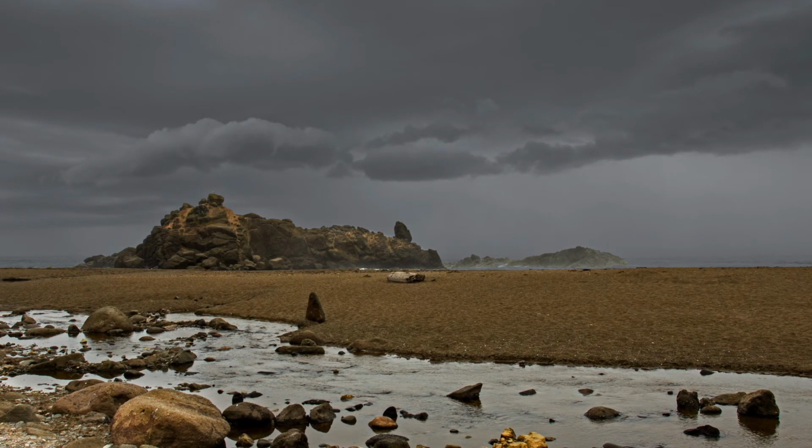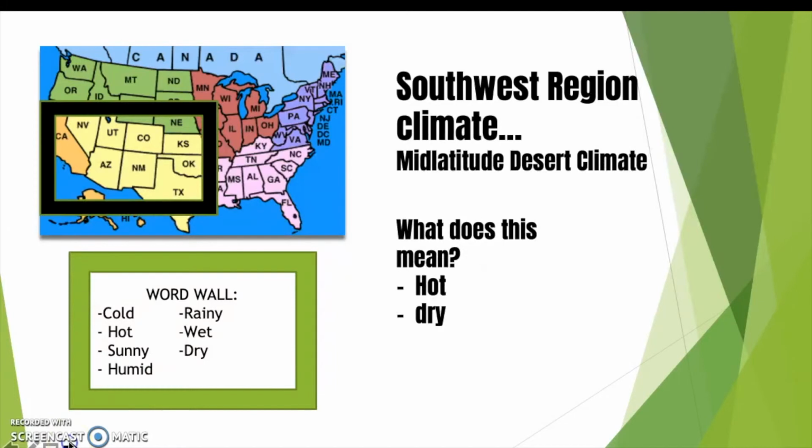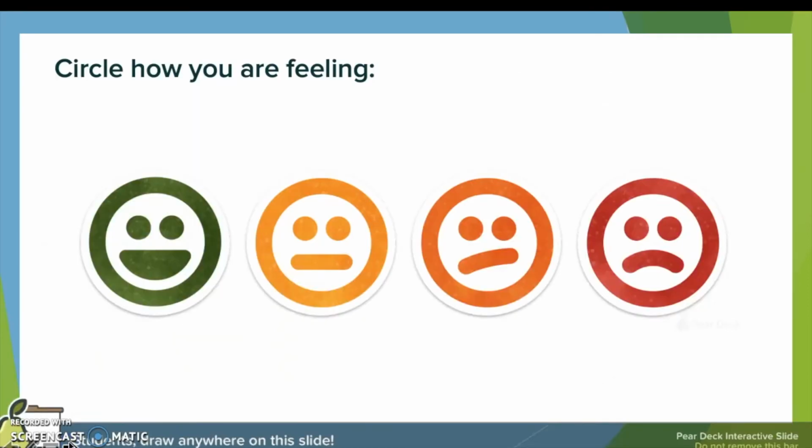And lastly, we have the Southwest, and this is called the mid-latitude desert climate. So what exactly does this mean? This is hot and dry weather. So you can think about the deserts maybe out there in Arizona, New Mexico, even Nevada. So that is helpful for that.